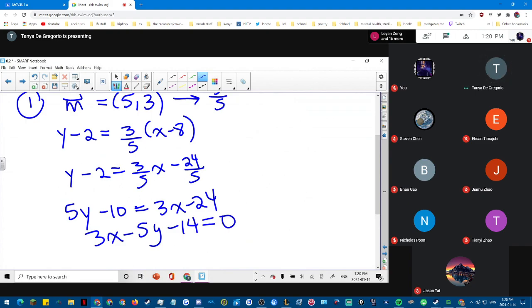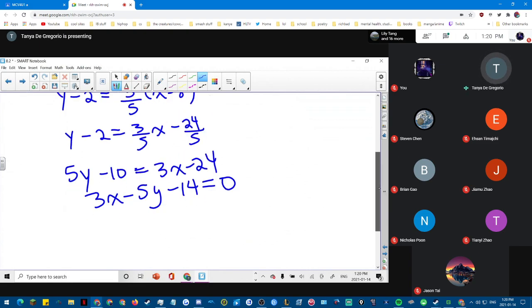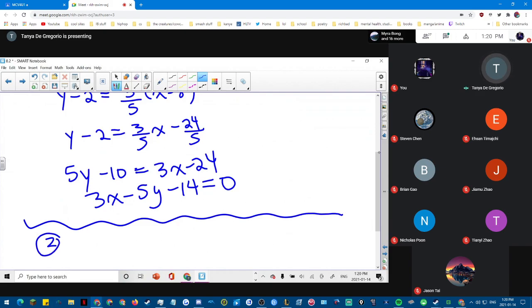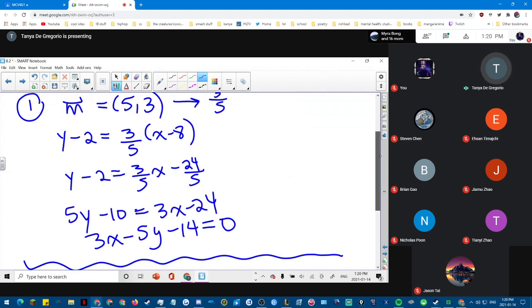Cool. So that's one way to do it. Now, I want you to take a look at this equation: 3x minus 5y minus 14. I want to see if you notice anything. So compare it to the information that was given to us above. Do you notice anything?